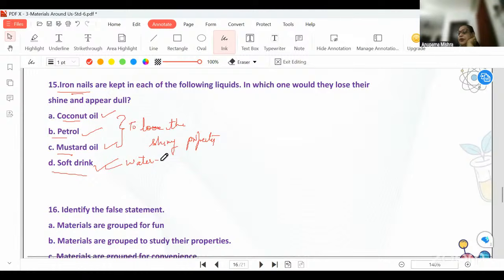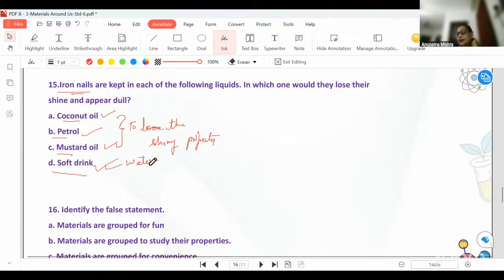Coconut oil has moisture. No. I have a doubt. In which question do you have a doubt, beta? D. D is the correct answer for 15. Yeah, the 15 answer is D.